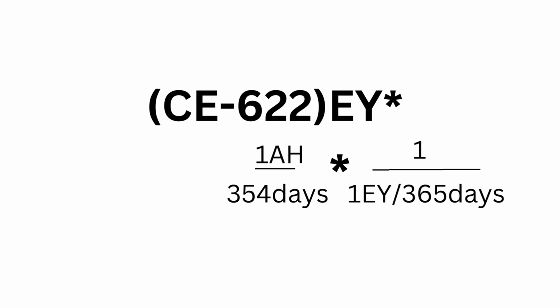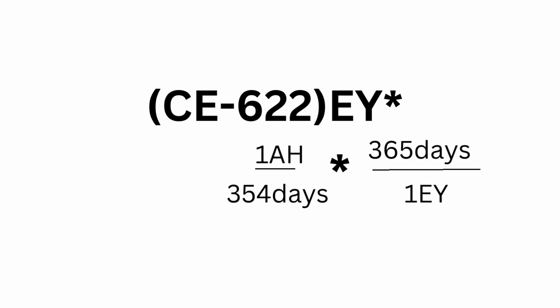So this gives us this equation, and when we simplify this equation, we will get finally this equation: current English year minus 622 multiplied by 365 over 354 is current Islamic year.